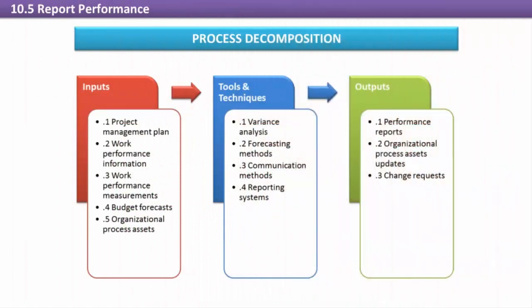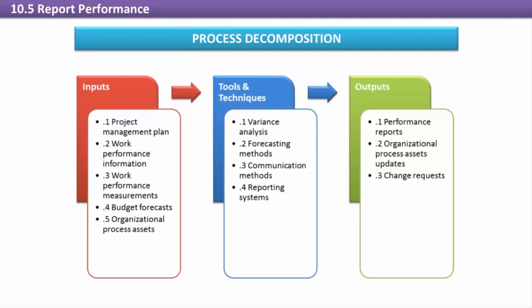Report performance. Activities in the report performance process gather, compile, and distribute information related to the project performance measurement baseline, which includes scope, schedule, cost, and quality. Activities in this process are focused on comparing actual work to what was planned.